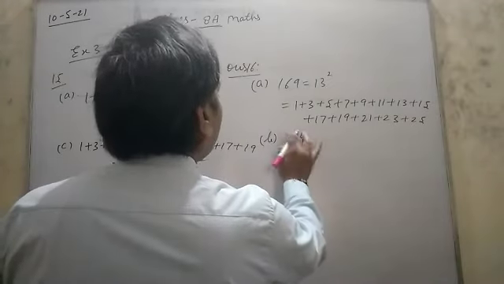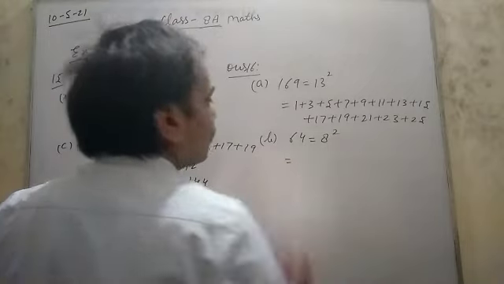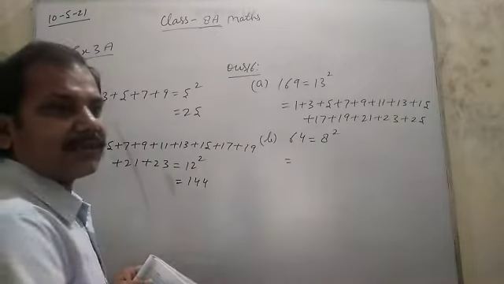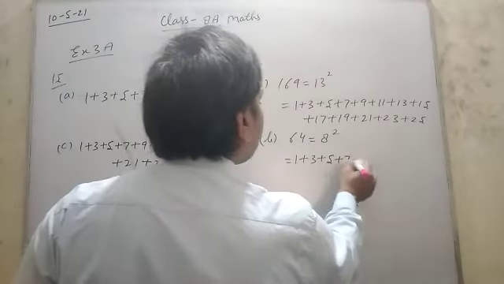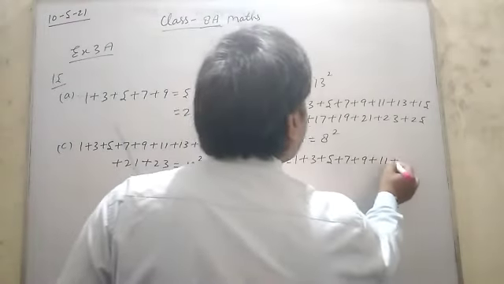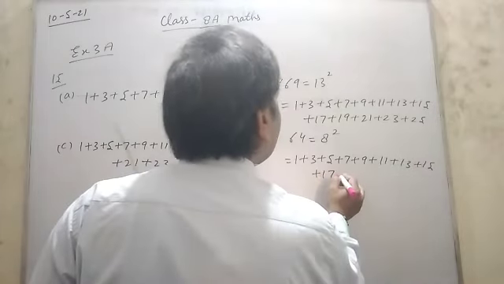Part B also like that. 64. So 64 is the square of 8. So represent it as the sum of the first 8 odd natural numbers. So 1 plus 3 plus 5 plus 7 plus 9 plus 11 plus 13 plus 15. Okay.